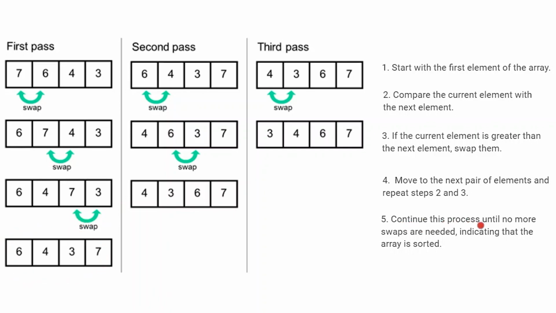In step 5, continue this process until no more swaps are needed, indicating that the array is sorted. So again we need to go and take the first element. We need to compare them and do the same thing we have done in the first iteration. Once all the elements are sorted, then we will get the final output. Okay, now let's see the implementation in the programming way.